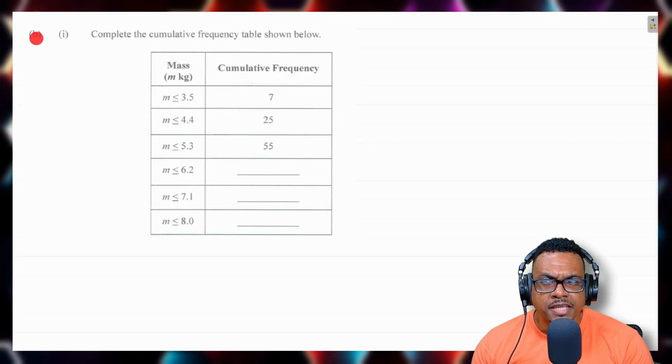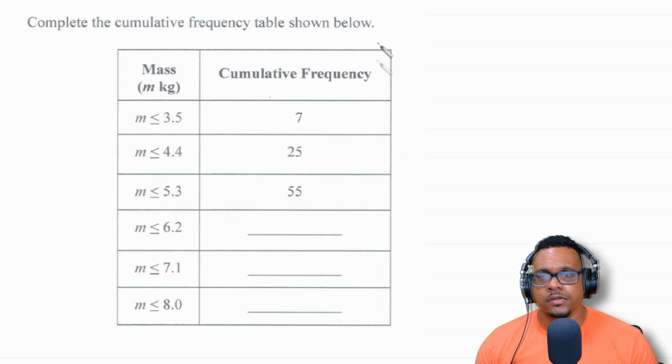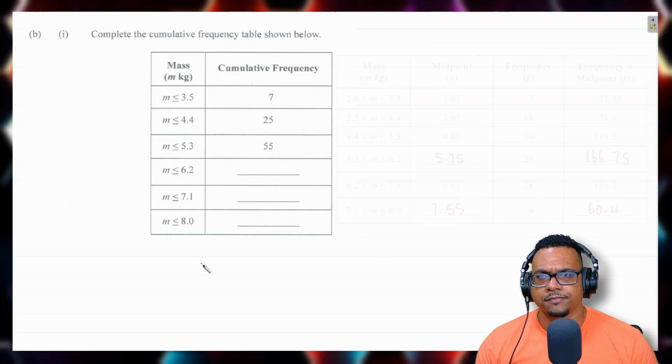So now for part B, part 1, we want to complete the cumulative frequency table shown below. So we have the mass here. Mass is less than or equal to 3.5. Mass is less than or equal to 4.4, and so on. And then we have the cumulative frequency. We have 3 of them filled out for us. We have to fill out the rest.